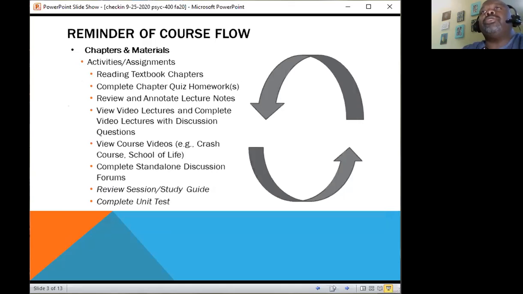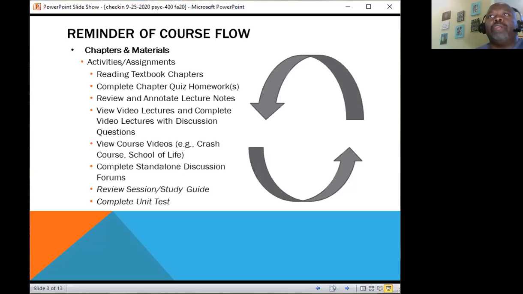All right, just a reminder by way of what we always expect during a particular unit. Of course, I'm assuming that you're going to keep reading your textbook chapters. The chapters are not long, but they can be kind of heady at times with some deep concepts. Complete the chapter quiz homeworks, review and annotate the lecture notes that are provided to you, view the video lectures, as well as the videos from Crash Course and School of Life that should give you a little bit more in-depth information on many of the topics that we will be covering.